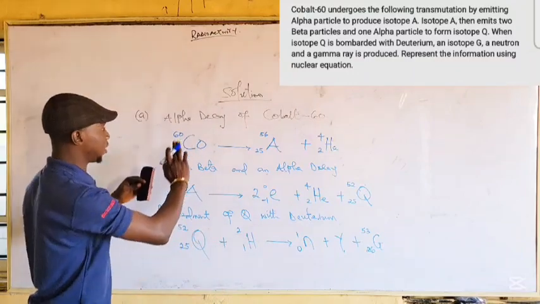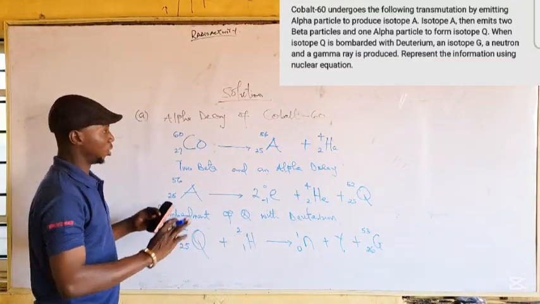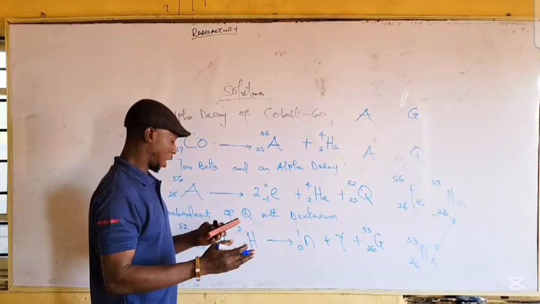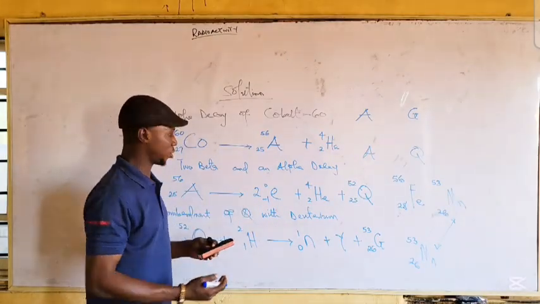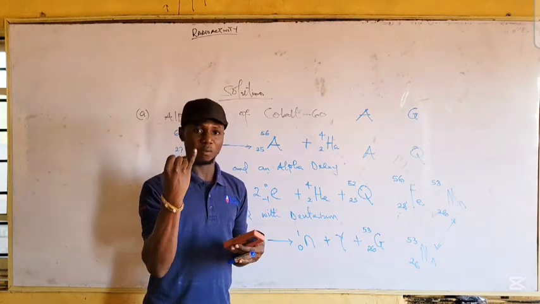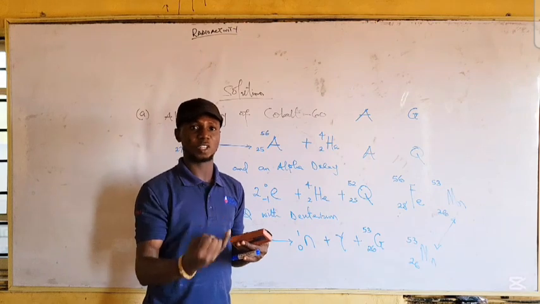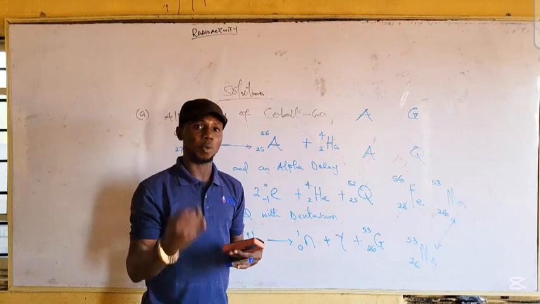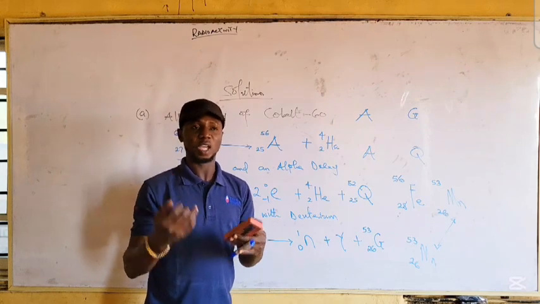So this is the representation of that question that we have in a nuclear reaction. And any nuclear reaction you are going to come across, this is how to solve it. Don't forget, when you have emission, it means you are going to have that radiation at the product side. When you have bombardment, you will be having that radiation at the reactant side.